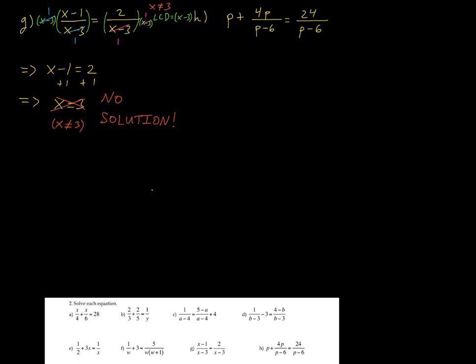Great. Okay. And then lastly, part H, we have p plus 4p over p minus 6, and that's equal to 24 all over p minus 6. So p cannot equal 6 here. And then our LCD would be the p minus 6. So go ahead and multiply both sides of our equation by p minus 6.